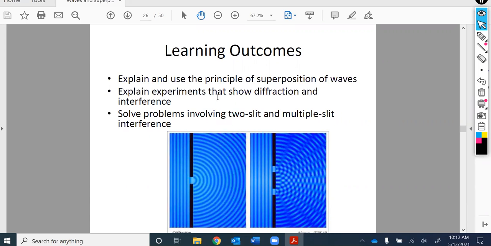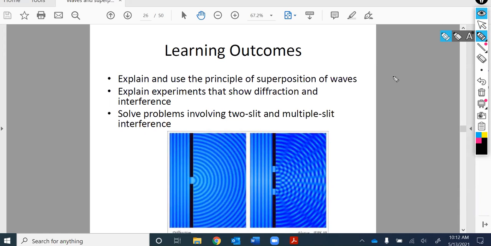We want to explain experiments that show diffraction and interference and solve problems involving two-slit and multiple-slit interference. So I'm going to focus on the mathematics of solving problems for two-slit versus multiple-slit interference and how you can recognize when it's a two-slit type problem or a multiple-slit type problem.